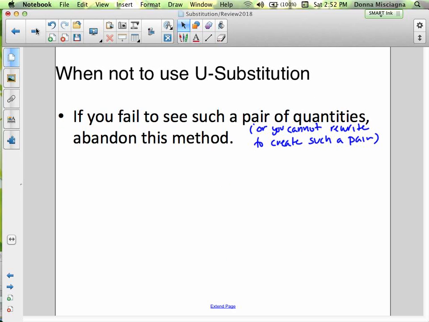When not to use substitution? If you fail to see such a pair of quantities, or you cannot rewrite to create such a pair, abandon this method.